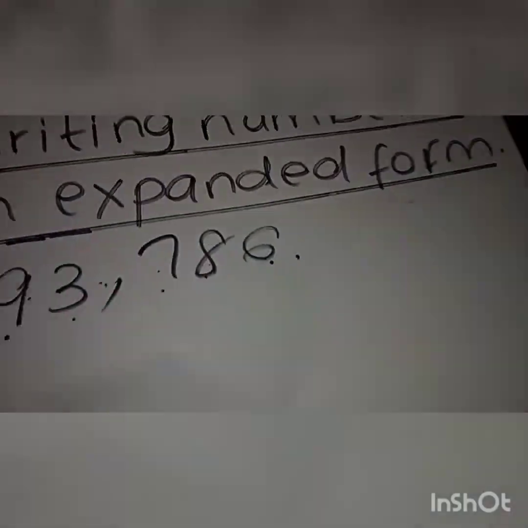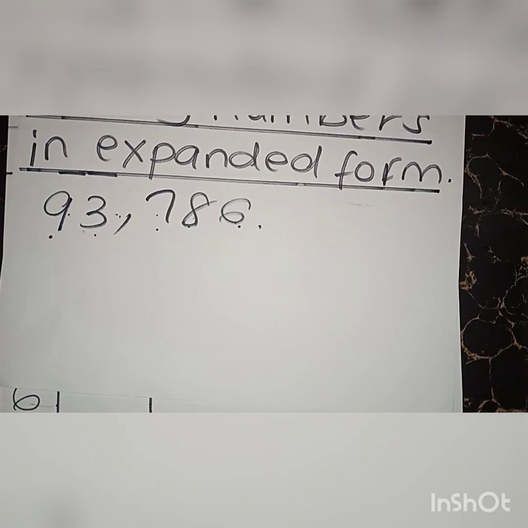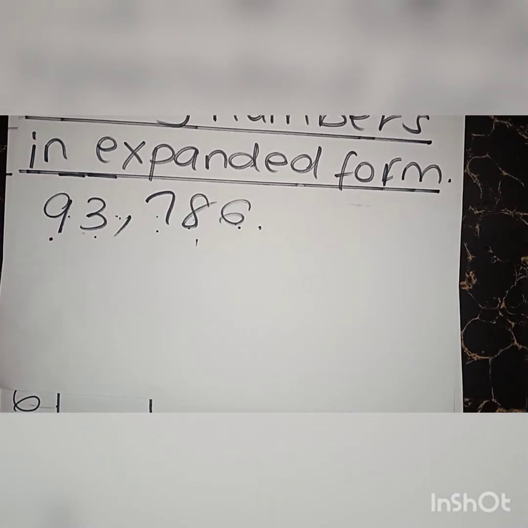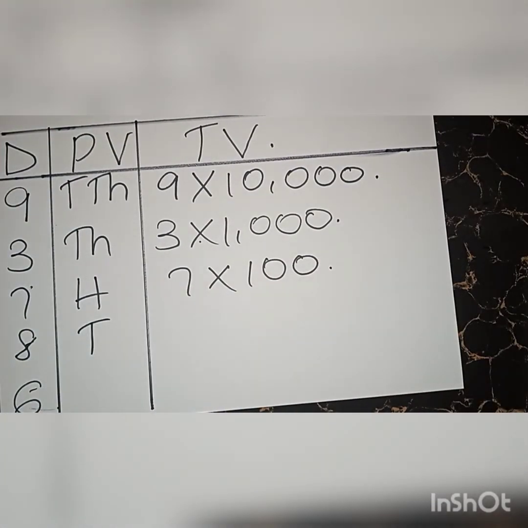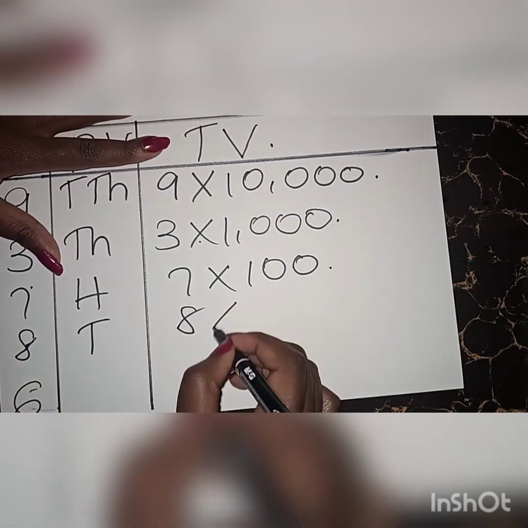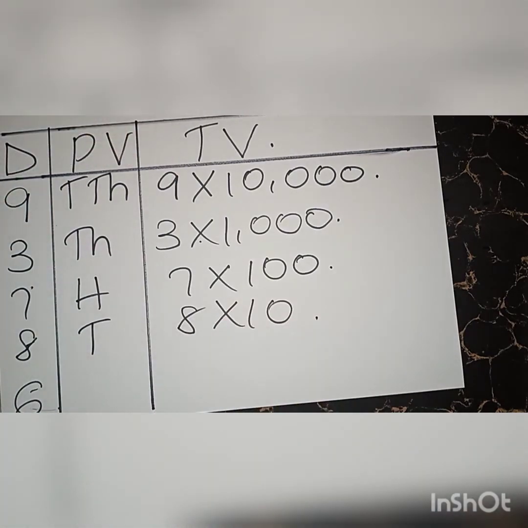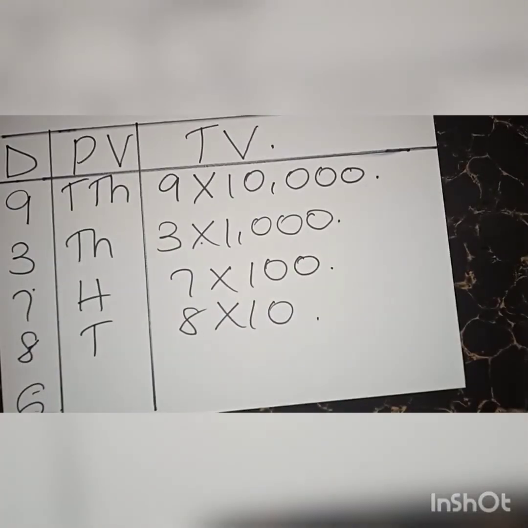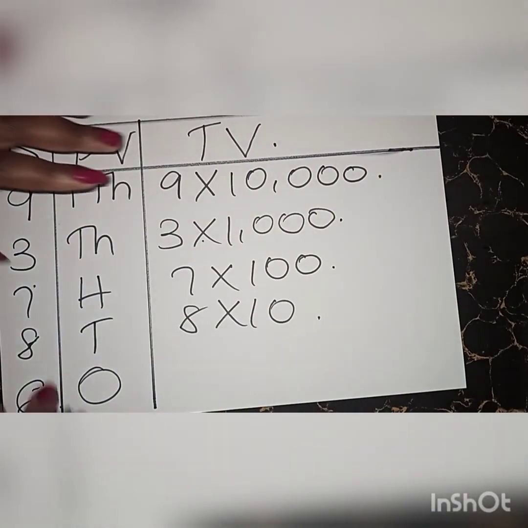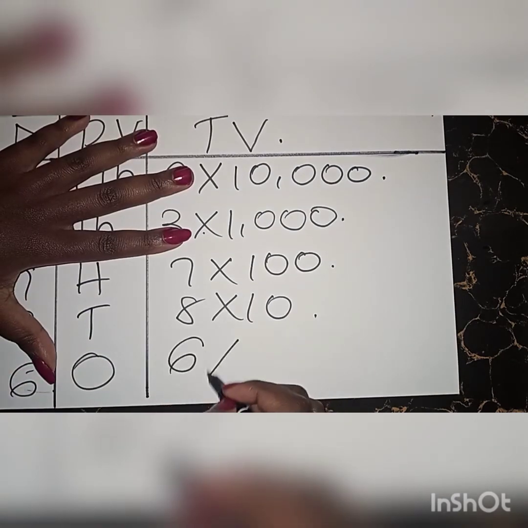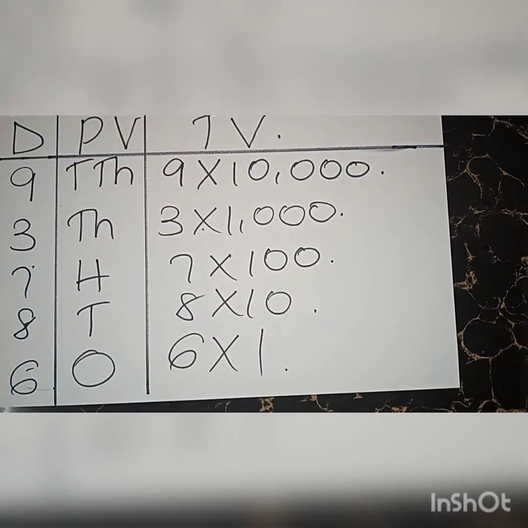Moving on swiftly. What is the place value of 8 in this number? The place value of 8 is, yes, tens. So that means that the total value of 8 will be 8 times 10. That is how the total value of 8 is derived. And last but not least, the place value of 6, as we can see, is 1. So that means the total value of 6 will be derived by multiplying 6 times 1.